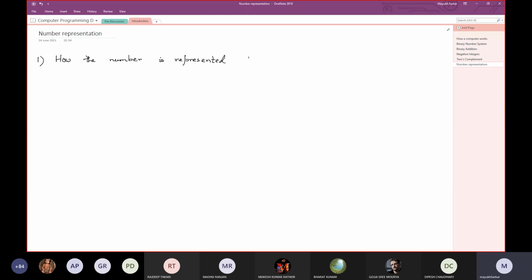One is signed and the other one is unsigned. You can control it via programming. I'll show that. And number two, how many bits are being used to store it.